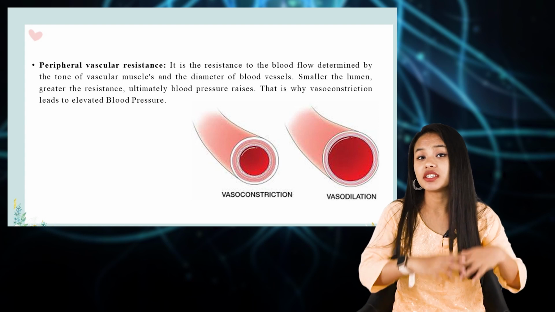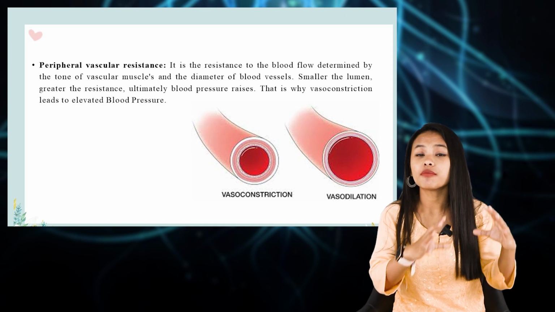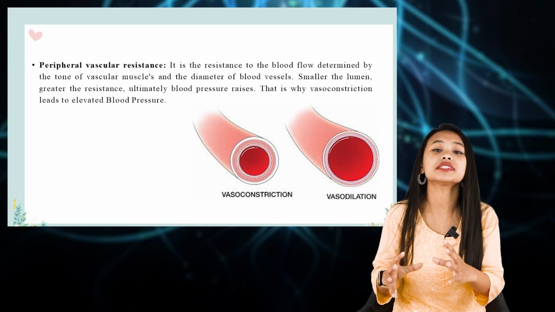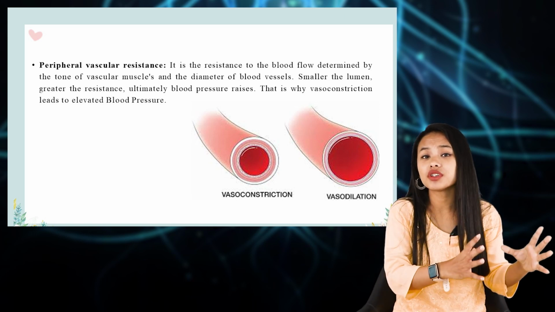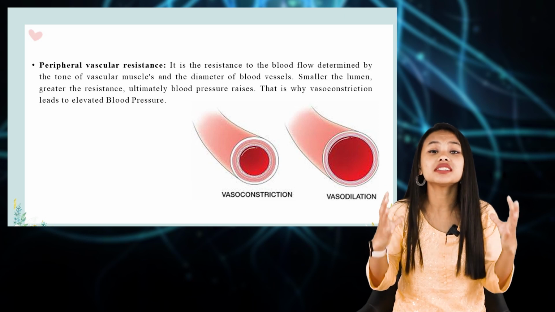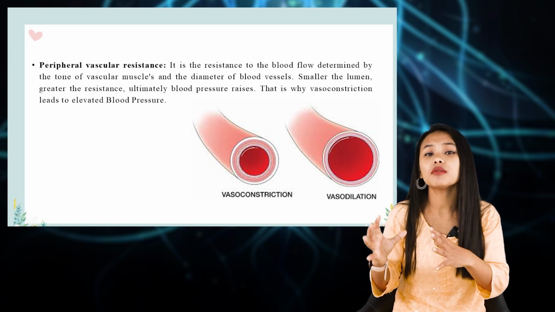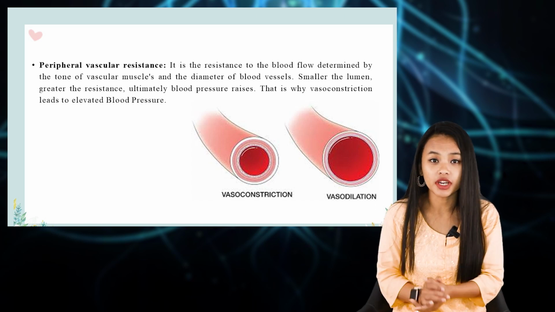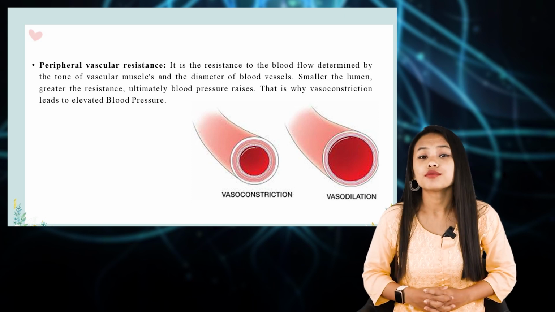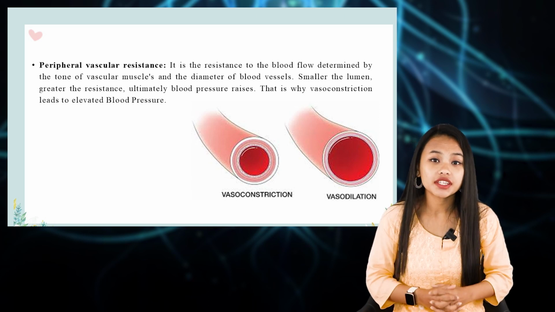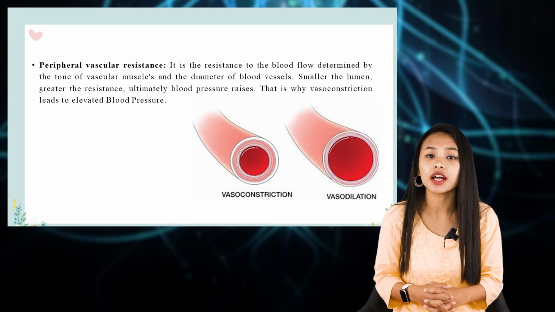And then the next one is the peripheral vascular resistance. So as we all know, the blood flows from the aorta to the arterioles, right? So what happens is that there will be a decrease in the pressure. Here also these arteries and arterioles consist of smooth muscles. These smooth muscles help in changing the size of the lumen. So the peripheral vascular resistance acts as a resistance to the blood flow, which can be determined by the tone of the vascular muscles as well as the diameter of the blood vessels.